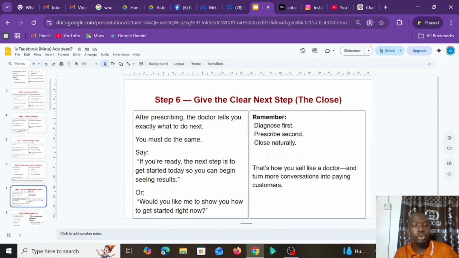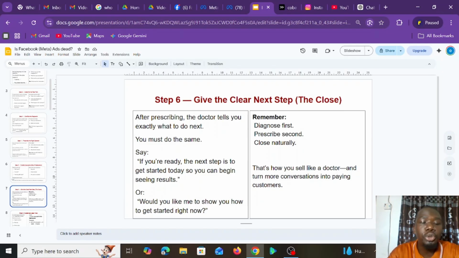After you have shown them your solution, you can now tell them, okay, we are ready to make payment, you are ready to get started, make payment to this account, and we're going to get started. So you must tell them what to do. Say something like, if you are ready, the next step is to get started today so you can begin seeing results. Or, would you like me to show you how to get started right now? You must give them a clear step. Don't just leave them hanging.